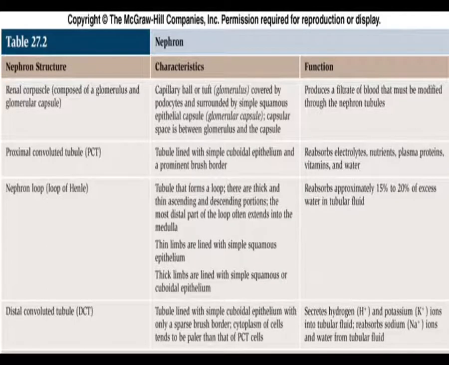Okay, so again, the 4 parts of the nephron include corpuscle, PCT. You got the 4 parts. You've got the renal corpuscle, the proximal tubule, the nephron loop, and the distal convoluted tubule. Again, no facts in there that you need to know other than that I've already said to you.